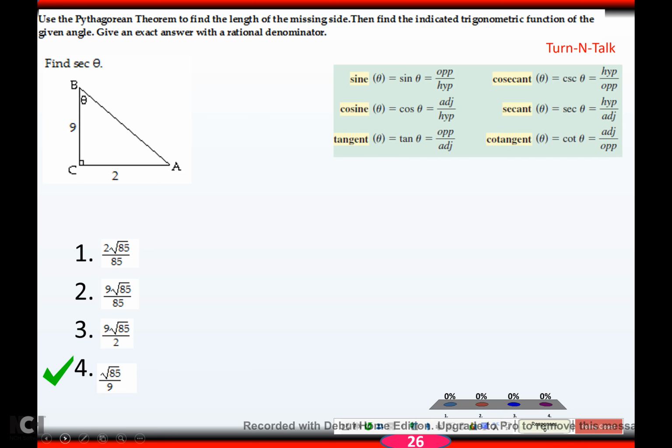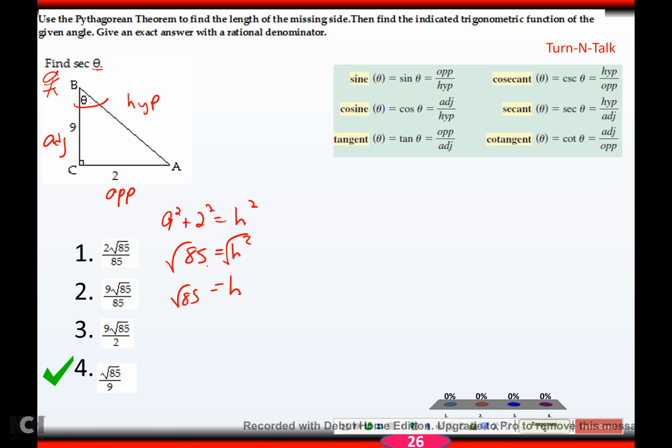And hopefully you got the square root of 85 over 9. They want me to find secant of theta. They stuck theta up here at B, so now I'm standing here, which makes 2 opposite, 9 adjacent, and I need to figure out the hypotenuse. So, leg squared plus leg squared equals hypotenuse squared. That's 81 plus 4 is 85. So, the hypotenuse equals the square root of 85.